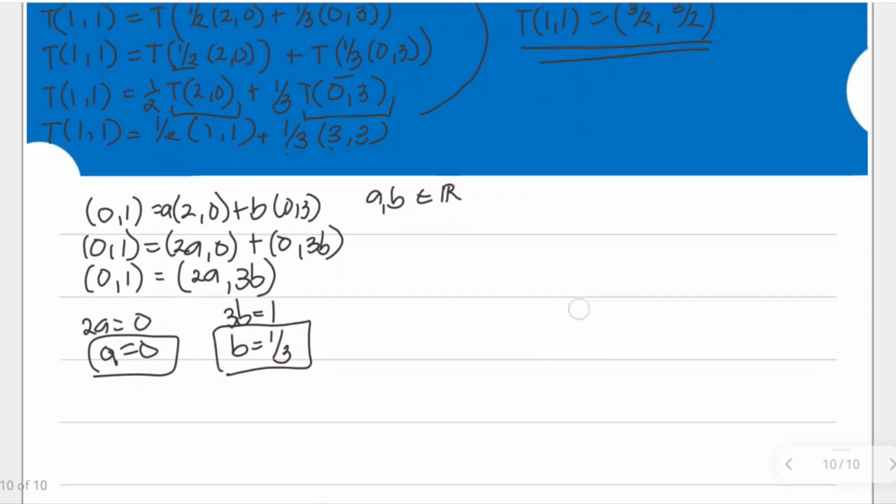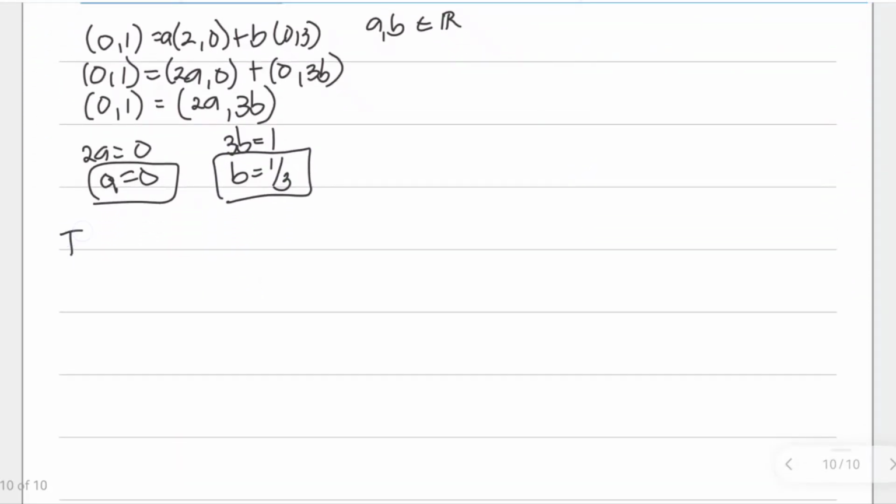That would mean the linear transformation of (0, 1), let's not include the linear transformation first. You have (0, 1) can be written as a linear combination of (2, 0) and (0, 3) with the following constants: 0 of (2, 0) plus 1/3 of (0, 3). Of course, this will become (0, 1/3 times 3 is 1), so you will know that it's correct.